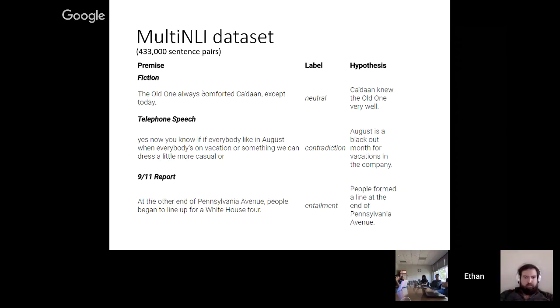But also having so many sentence pairs opens up new doors, because the more data you have, the better your models are going to do, and you can also use neural networks.